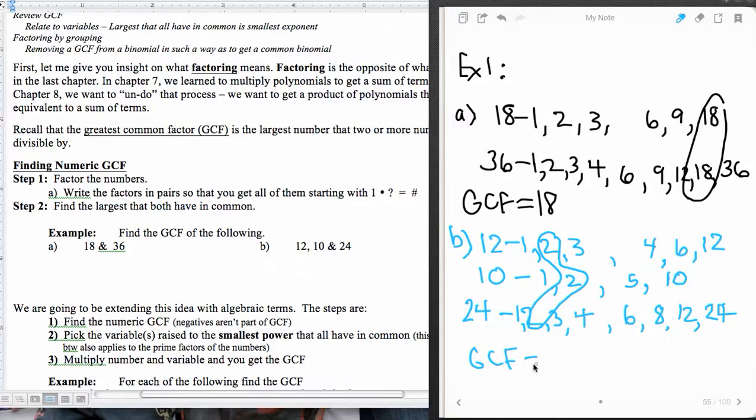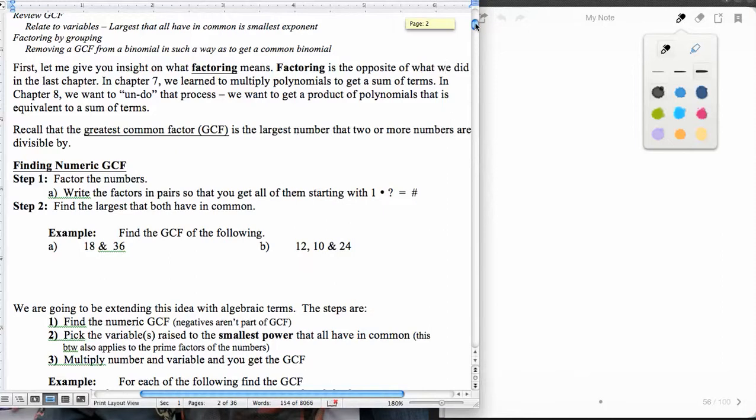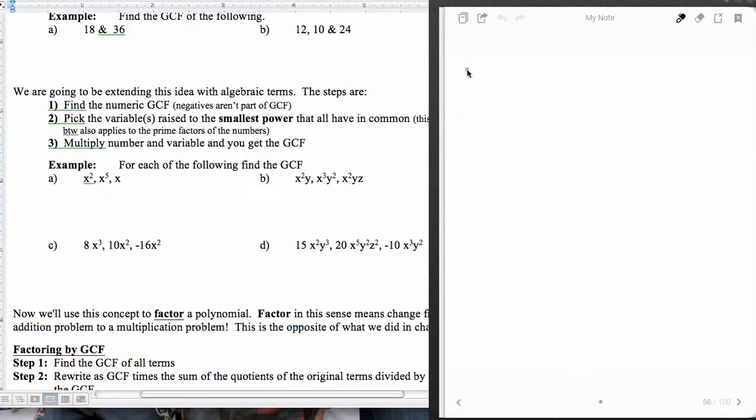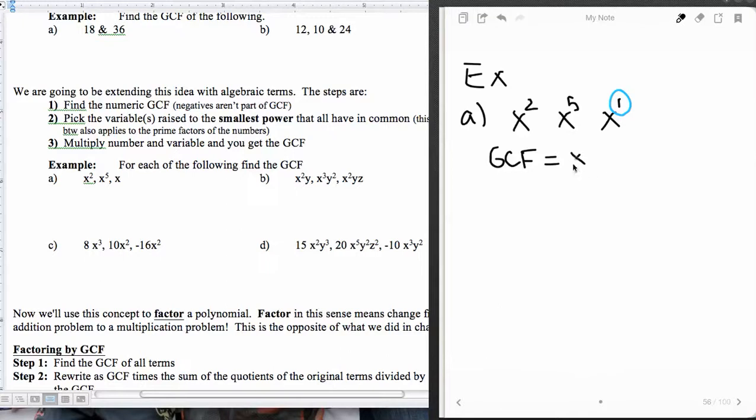So now what we want to look at is how do we find the GCF of a variable term. And the GCF of a variable term is very simple. All we're looking for is the lowest exponent of a variable. So if we have this example here in part A, we have x squared, x to the fifth, and x to the first. Remember, if there's no exponent written, it is actually a 1. So this is our lowest exponent, and that makes our GCF between x squared, x to the fifth, and x to the first simply x.